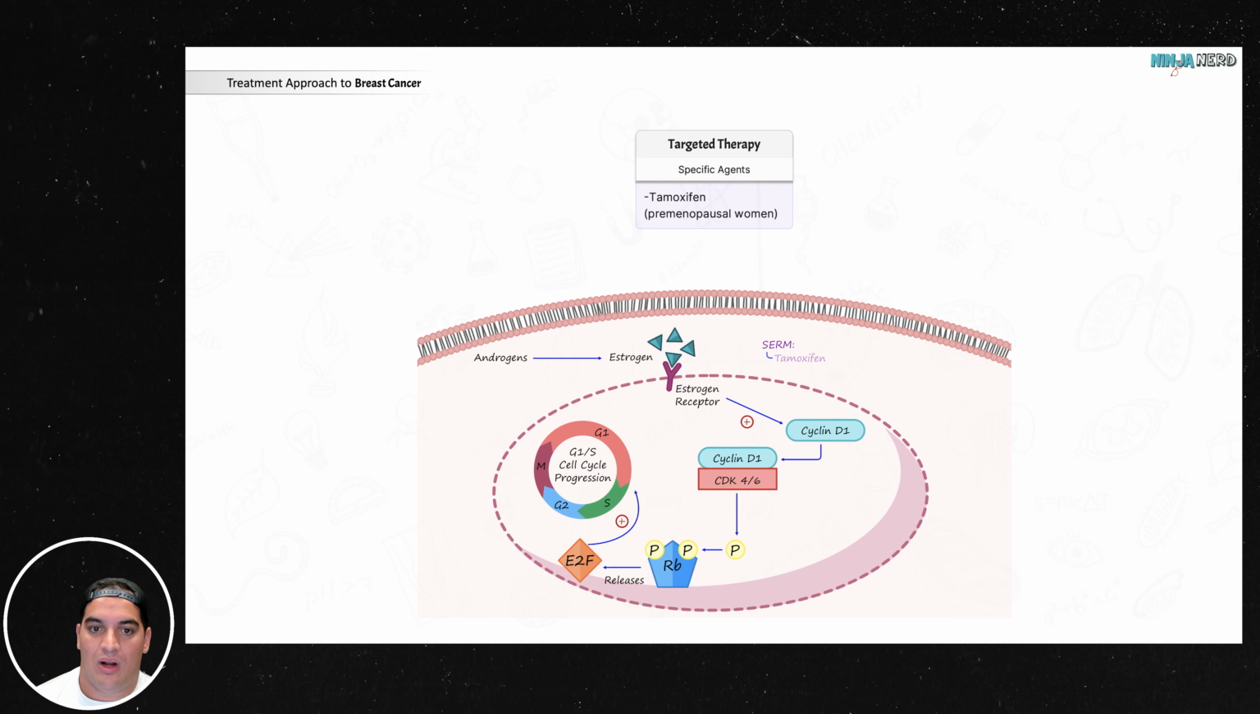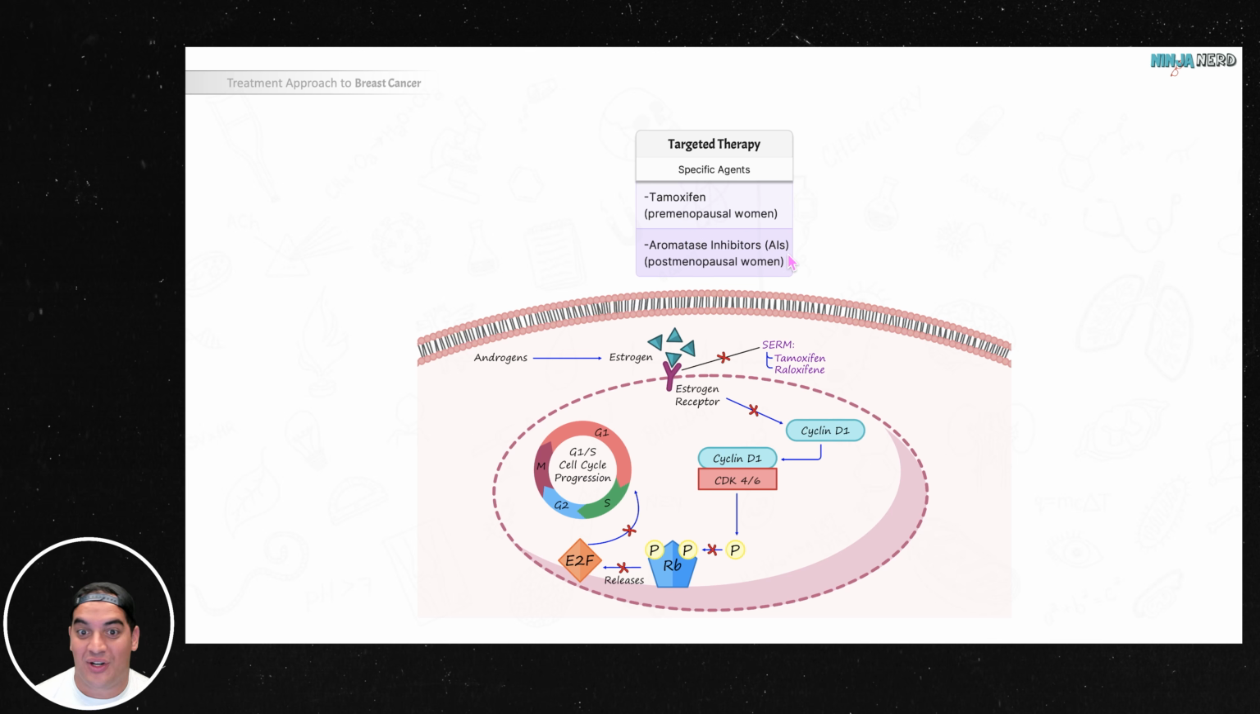When you give a drug like tamoxifen or even one like raloxifene, what they do is they block the estrogen receptor. So if estrogen is present, it's blocked. That blocks the cyclin D1 signaling. That blocks this phosphorylation reaction. This blocks this transcription factor from triggering the cell cycle. And now you're not going to have that cell proliferation.